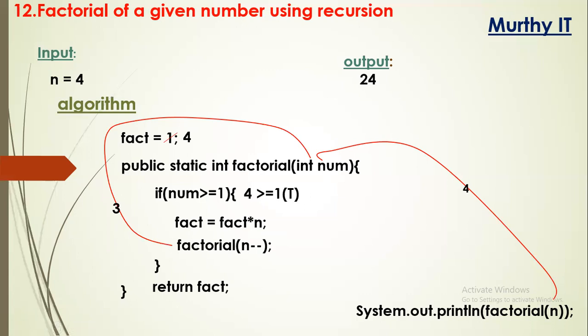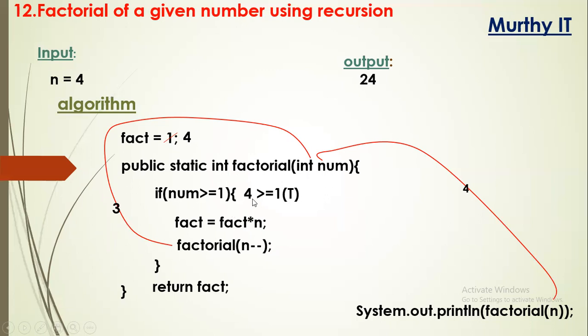Now fact into n. So currently, what is the number value, sir? 3, no? Now 4 into 3. Previously the factorial variable had the value 4. 4 into 3 is 12. Now 12 will be placed by replacing 4. Now again it will call itself by passing n minus 1, that is 3 minus 1. Now 2 will come here.